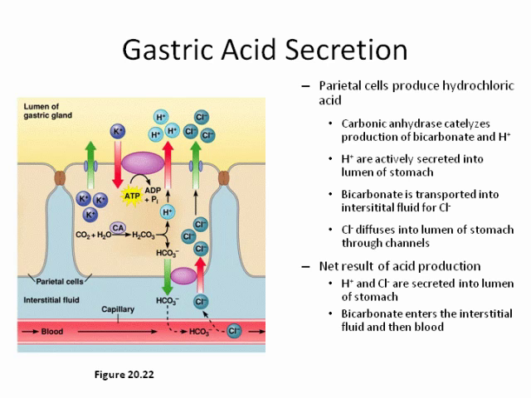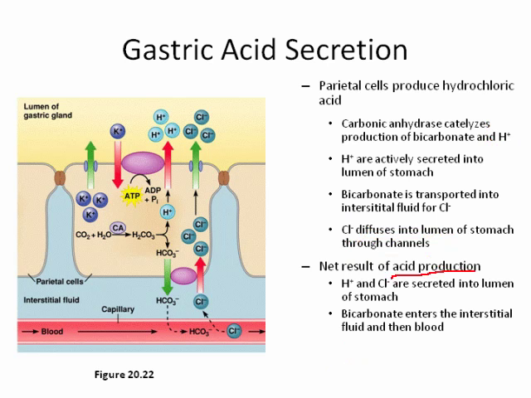For gastric acid secretion, there are parietal cells that produce hydrochloric acid. We've mentioned this before. The enzyme carbonic anhydrase catalyzes the production of bicarbonate and hydrogen ion. The hydrogen ion is then actively secreted into the lumen of the stomach, and bicarbonate, as we mentioned before, is transported into the interstitial fluid in exchange for chloride. The chloride diffuses into the lumen of the stomach through channels, and of course the chloride combines with the hydrogen ion to produce hydrochloric acid.